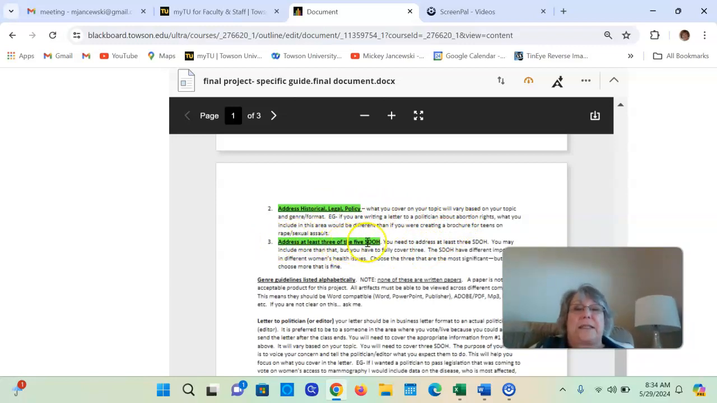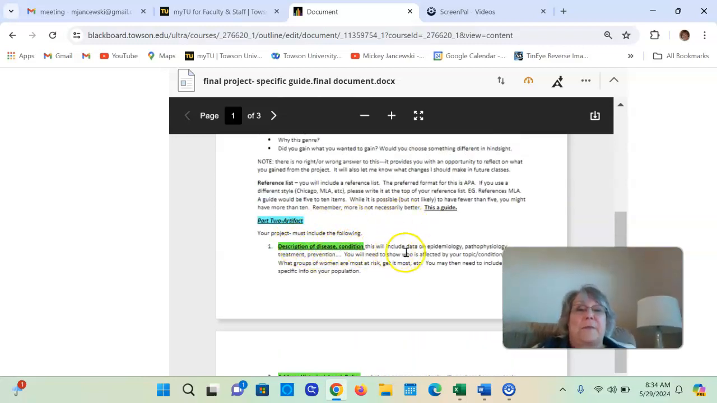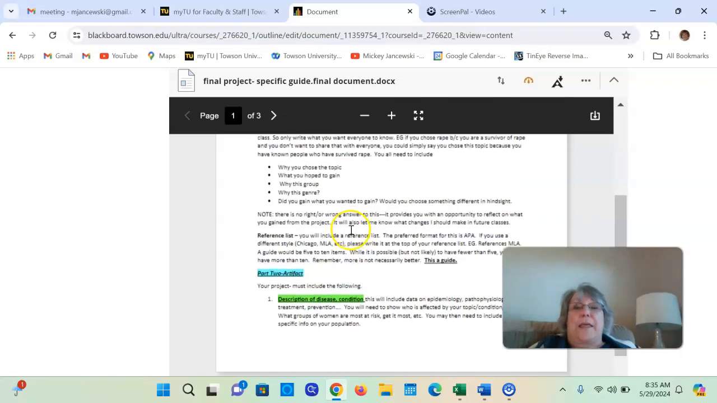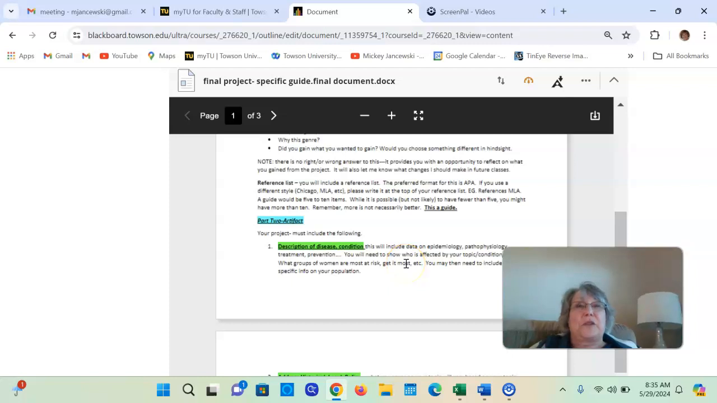And then you must address at least 3 of the 5 social determinants of health. Some of you might have a lot of legal information or a lot of historical information, and some of you may only have a little bit, depending on what the condition is. Everyone will have some type of epidemiological, patho, treatment, and prevention information, but again, depending on your topic, it's really going to dictate what it is that's in your artifact or the item that you're creating, your genre. So that is the artifact. That's what you've been approved to do: brochure, social media page, podcast, etc.